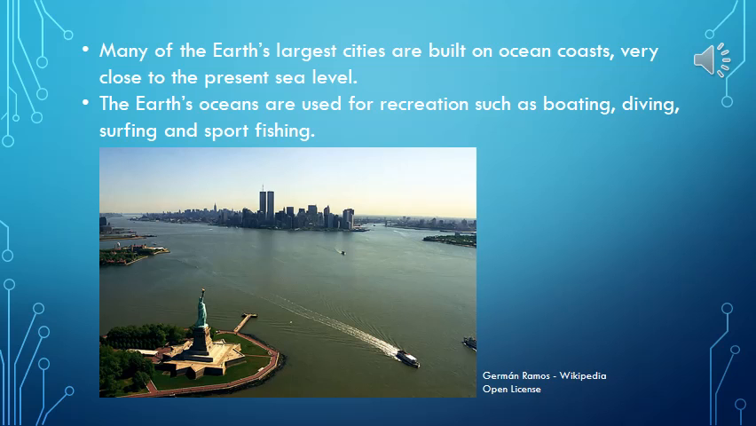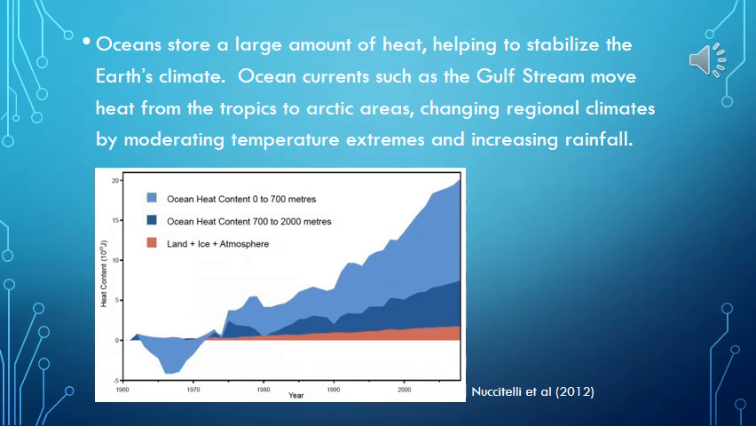The Earth's oceans are used for recreation such as boating, diving, surfing, and sport fishing. Oceans store a large amount of heat, helping to stabilize the Earth's climate. Ocean currents such as the Gulf Stream move heat from the tropics to Arctic areas, changing regional climates by moderating temperature extremes and increasing rainfall.